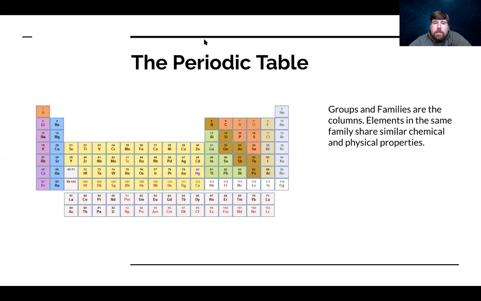These are all examples of families or groups, and elements that are in the same family share similar chemical and physical properties. Now, I do want to point out that we do call elements that are in the same row, so left and right, periods, but there's nothing much notable about that.